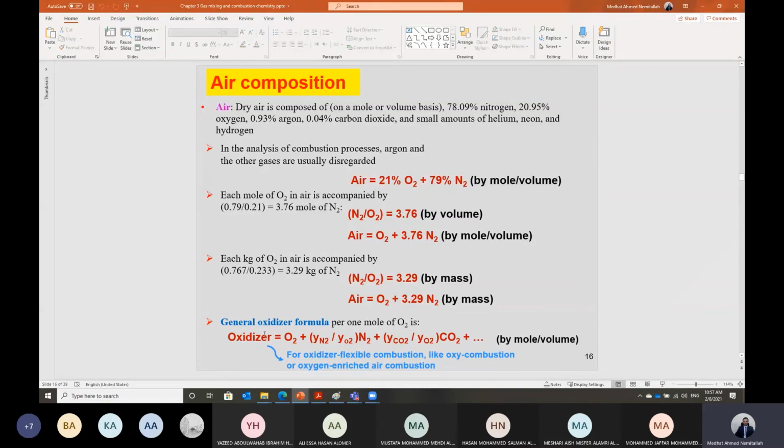In some cases, like oxy combustion, usually we don't have O2 plus nitrogen. Usually we have O2 plus some recirculated carbon dioxide.